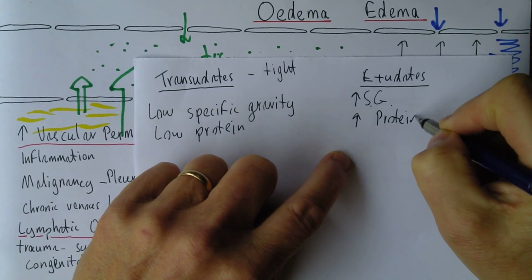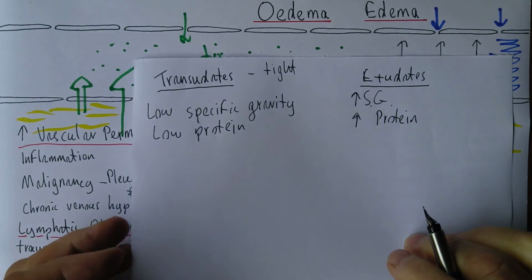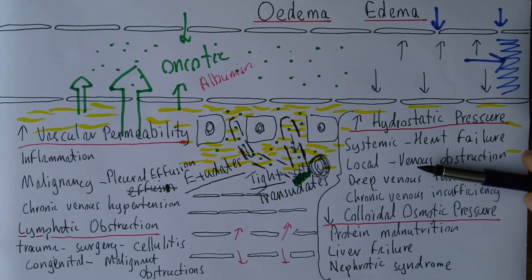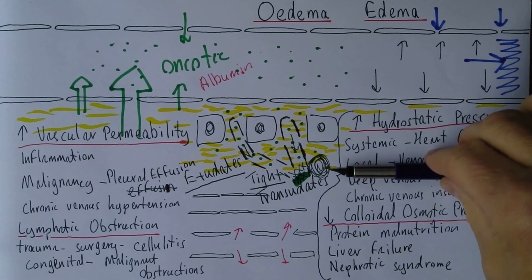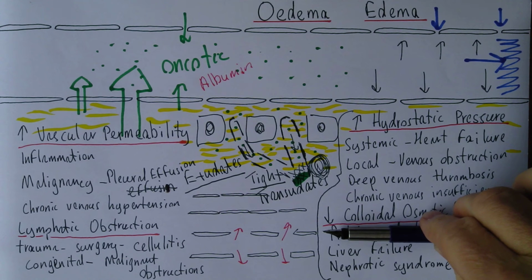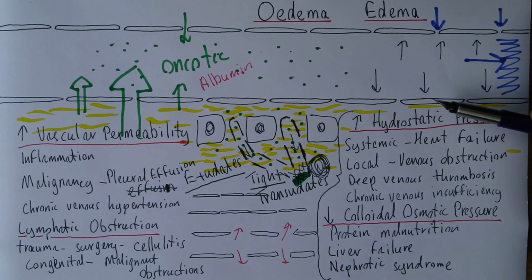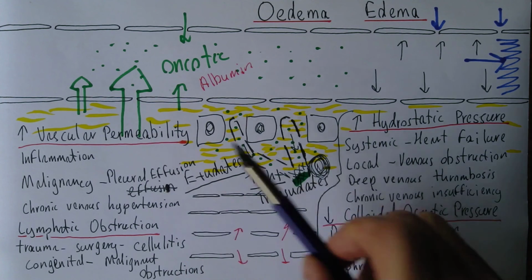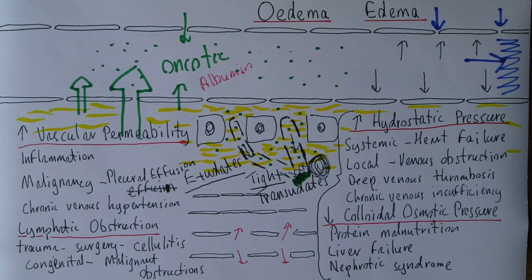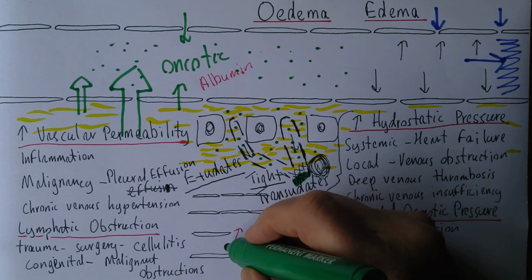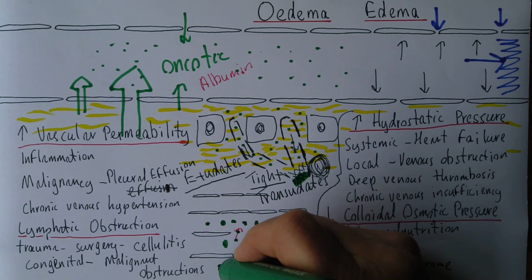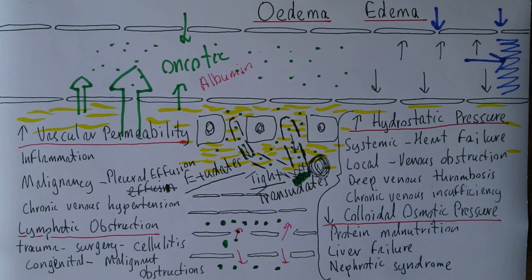And we can explain this. So low protein in transudates, because they're caused by the increased hydrostatic pressure or the reduced oncotic pressure, we're not getting the leakage of the proteins, the heavier components. Whereas with the exudates, where we've got increased vascular permeability, then the proteins are able to leak out of the vessel. So they accumulate in the edematous fluid.